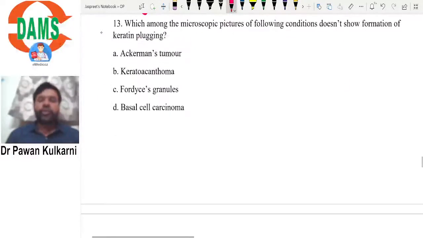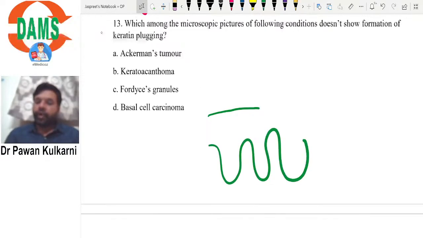Let us move to the 13th question. Which of the following microscopic pictures of the following condition does not show formation of keratin plugging? What do you mean by keratin plugging? Suppose this is the epithelium. On the surface, it will show keratin like this. That is called keratin plugging.